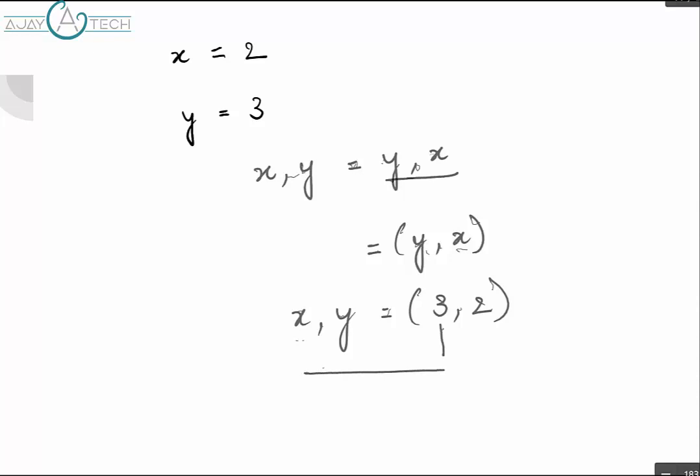So the value in y, which is 3, is assigned to the variable x. The value 2 is assigned to the variable y. Now x contains 3 and y contains 2. So we have swapped values using tuple packing and unpacking.